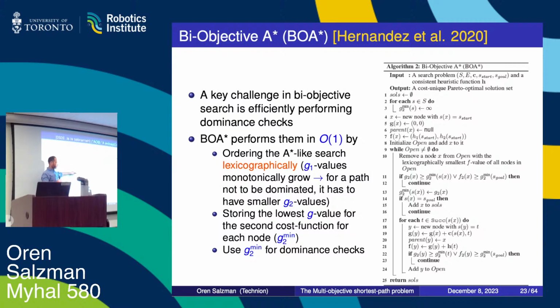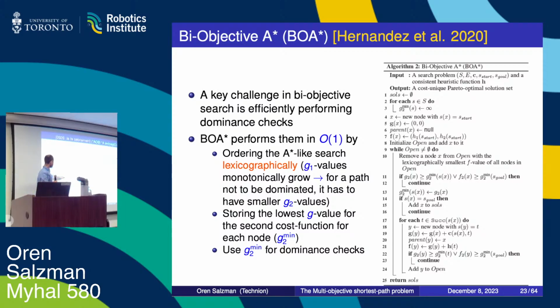We have an open list. We store the open list in some order. At each point, we remove the node from the open list. If we reach the goal, we're happy, we're going to store it. Here we need to keep on running because we don't have one specific goal. We need to enumerate the entire Pareto-Frontier. And then we ask what are the successors at this point. So for each successor, we create a new node, we populate its fields, and so on and so forth.